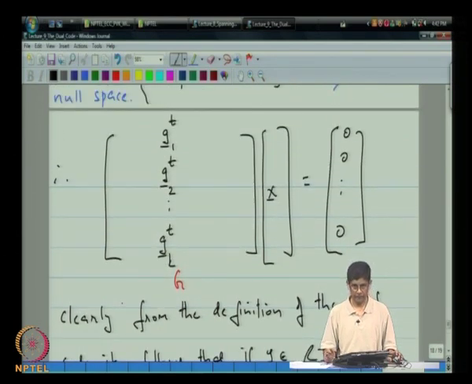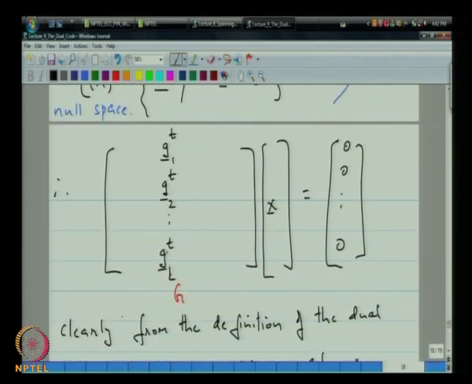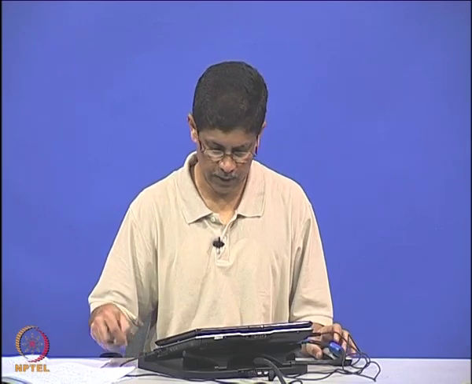On the other hand, if something belongs to the null space, then its inner product with every one of these rows is 0, and from that it is easy to see that its inner product with any linear combination of the rows is 0, and therefore, it belongs to the dual code. Okay, so, we will put that down in writing.